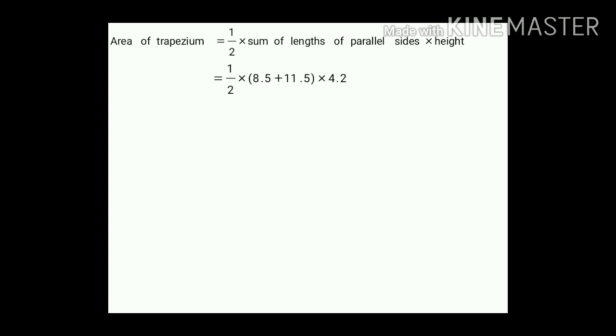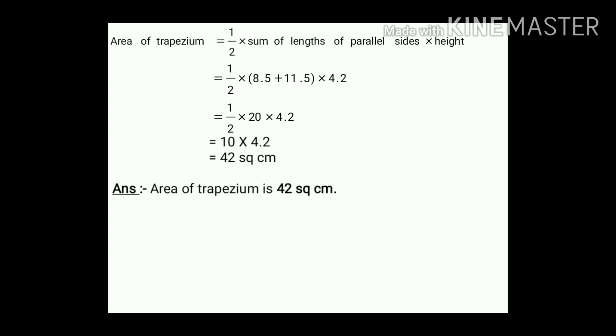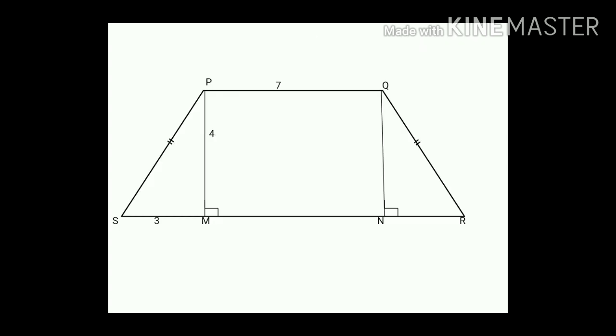First we add, children, 8.5 plus 11.5. We get, children, 20. Half into 20 into 4.2. Now 2 and 20 we divide, children. We get 10 into 4.2. We get, children, 42 square centimeter. Last statement: area of trapezium is 42 square centimeter.